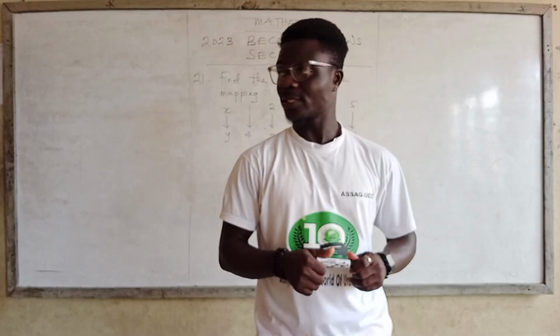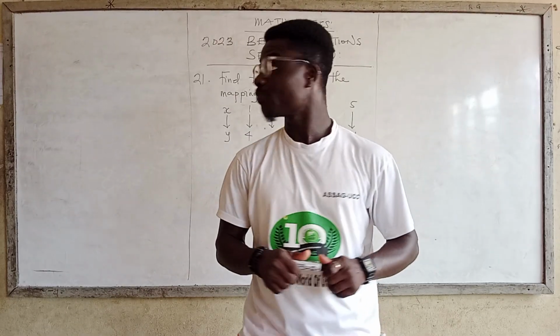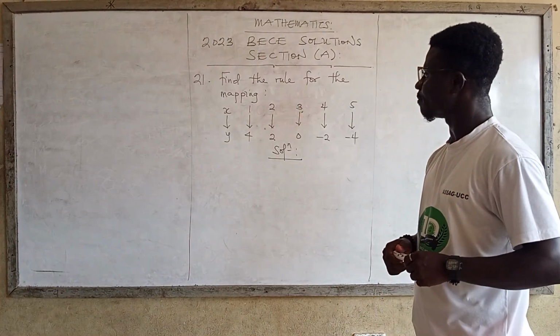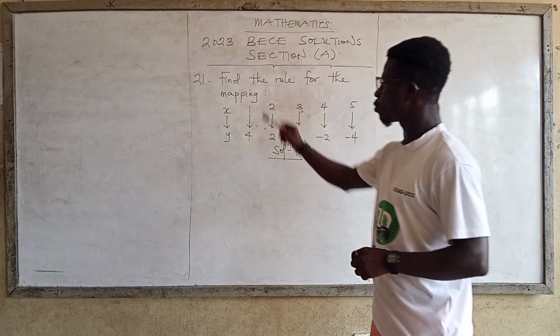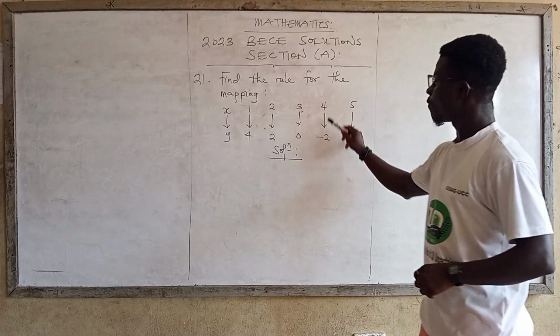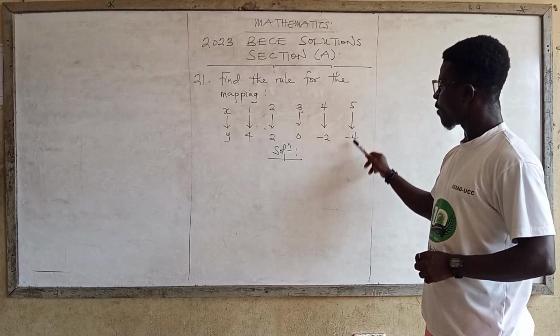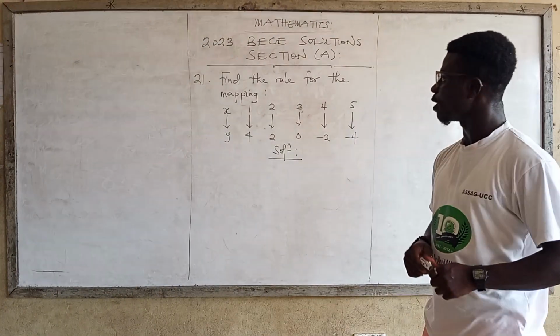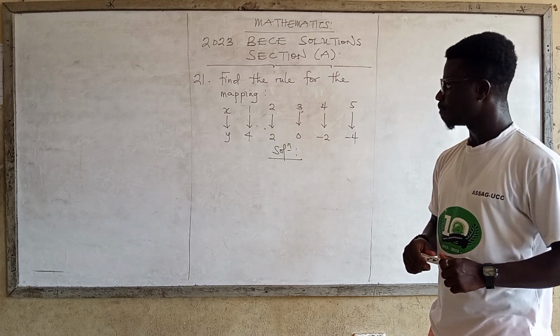So we are starting with question 21. Find the rule for the mapping x maps to y, which is 1 maps to 4, 2 maps to 2, 3 maps to 0, 4 maps to negative 2, 5 maps to negative 4. So we want to find the rule for the mapping.